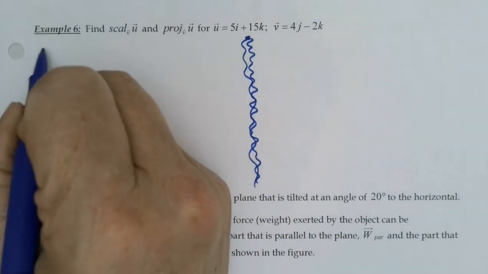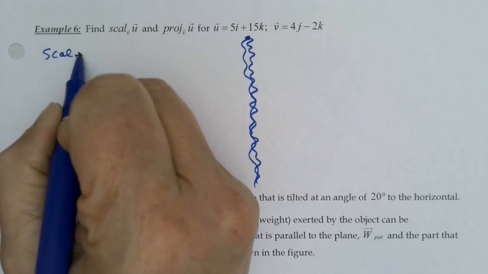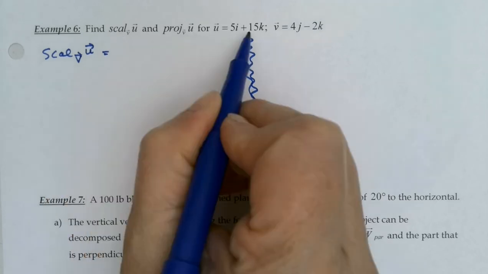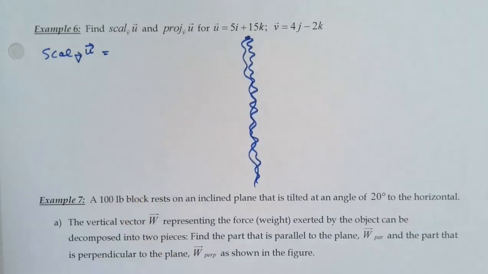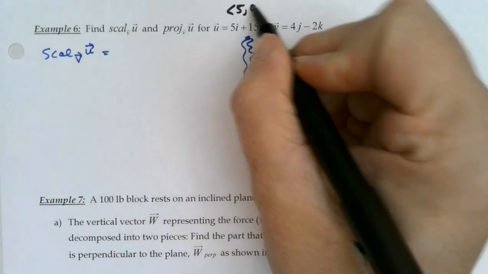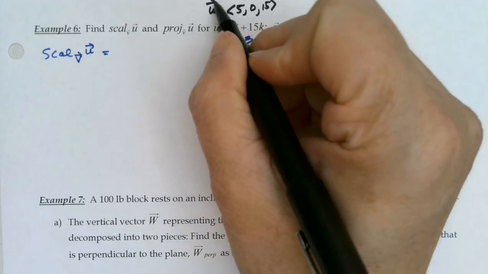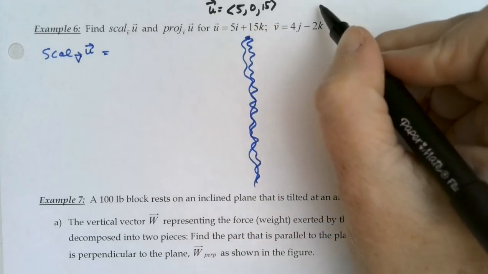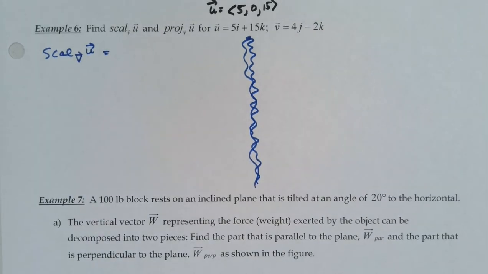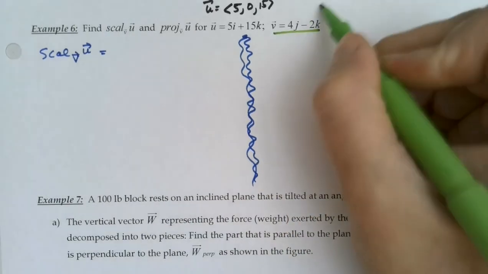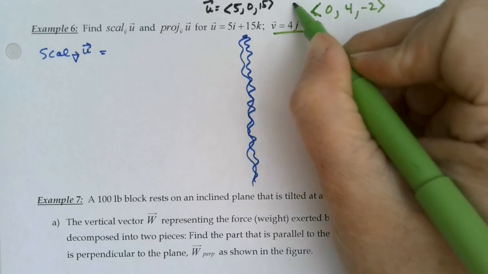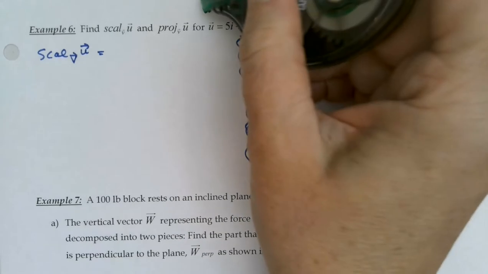Okay, so the scalar projection of u onto v is equal to, and what we do is we take the dot products. So you can see right here, this is 5, 0, 15. That's u. And v is 0, 4, negative 2. It just occurred to me I should probably color code this. So this is 0, 4, negative 2. That's v. I'm going to erase u and make it pink.